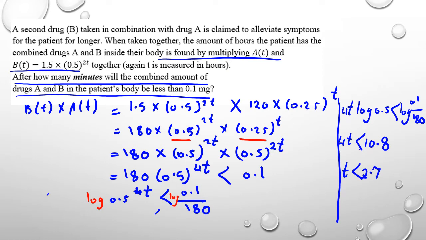Now the question again says minutes, so I need to multiply that answer by 60. So t must be less than, after how many minutes? 162.2 minutes. So t must be less than 162.2 minutes. So you could say after 162 minutes.